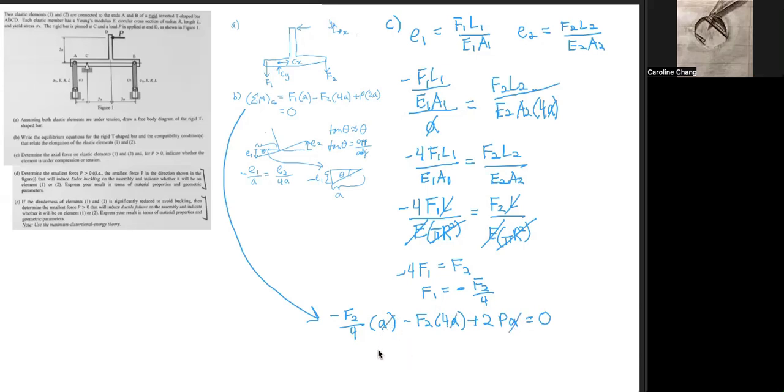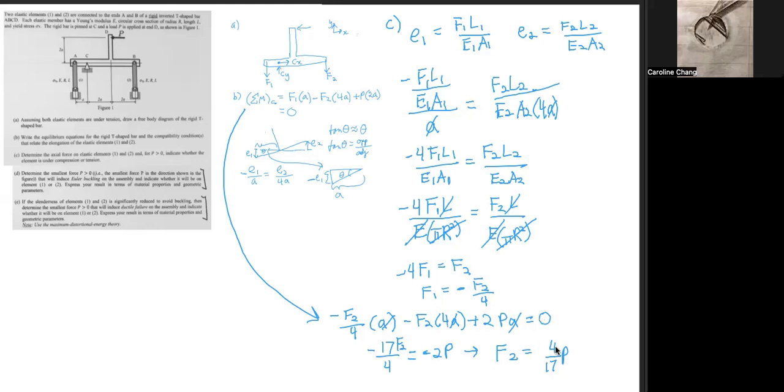And we are thus left with negative F2 over 4 minus 4F2, which is equal to negative 16 over 4 minus F2 over 4, which is equal to negative 17 over 4 F2. Subtracting 2p from both sides, we have equals negative 2p. And thus negative 17 over 4 F2 is equal to negative 2p. So thus F2 is equal to 4 over 17 p.